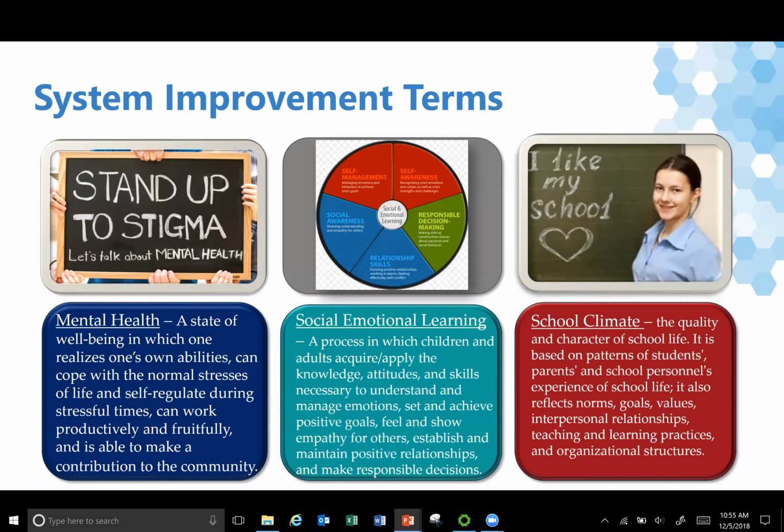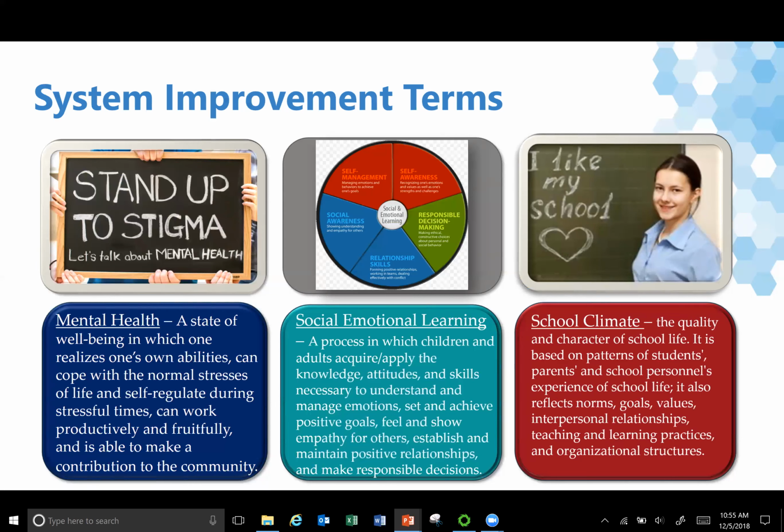Thanks, Kim. So again, just setting a common language opportunity. Let's talk about mental health, which we have defined as a state of well-being in which one realizes one's own abilities, can cope with normal stresses of life, self-regulate during stressful times, can work productively and fruitfully, and is also able to make contributions to the community. These key terms are important because sometimes, as Kim said, there can be conflation with the words mental health when folks really mean to talk about mental illness or mental health challenges.